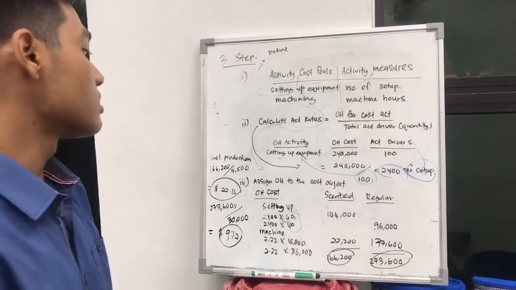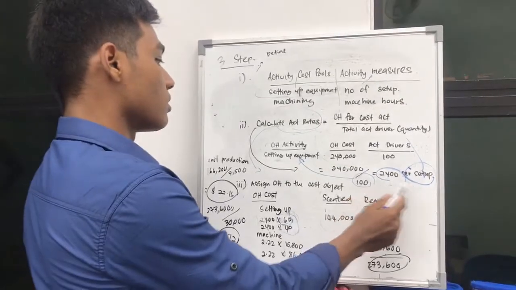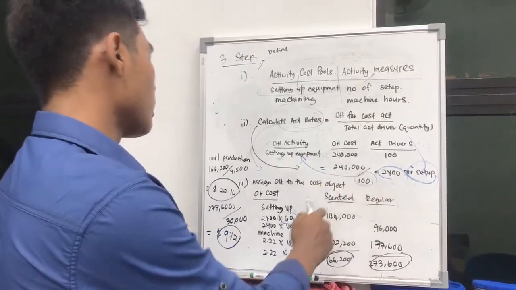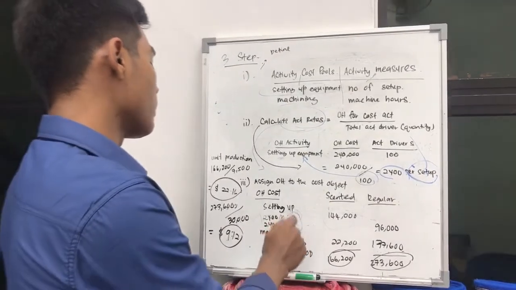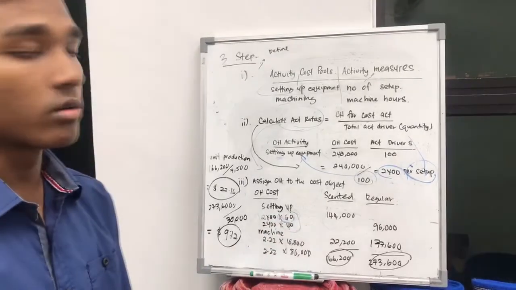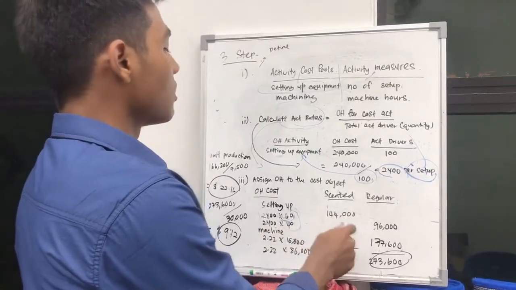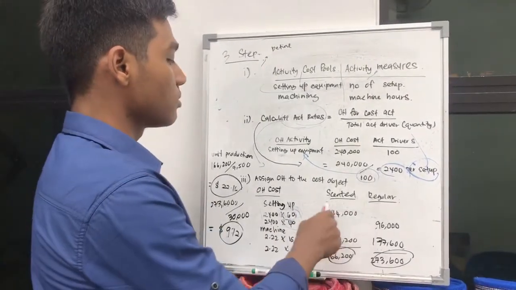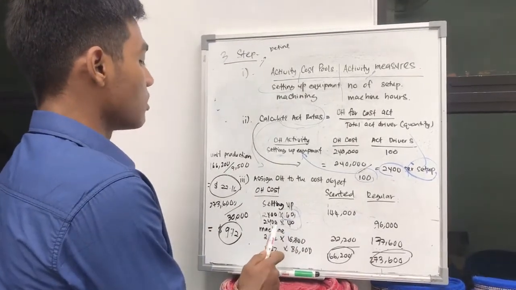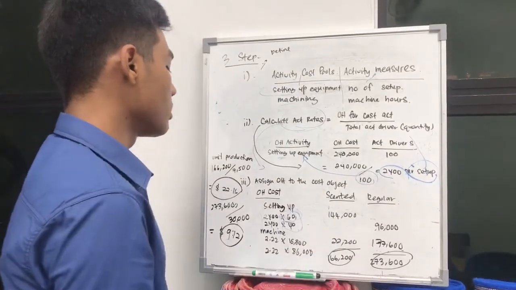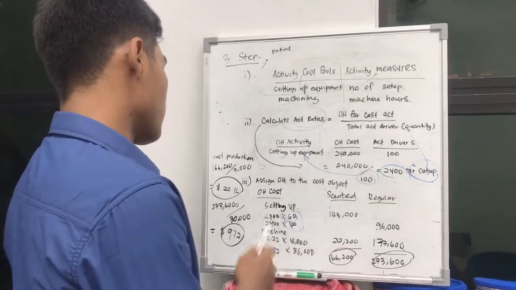Step number 3 is to assign overhead to the cost object. So we will use the activity rate multiplied by the overhead activity cost, which is given by the question. Then you multiply, and you will get the answer for this department, and the same goes for the machine activity. After you get the answer, you need to total up all the manufacturing cost.